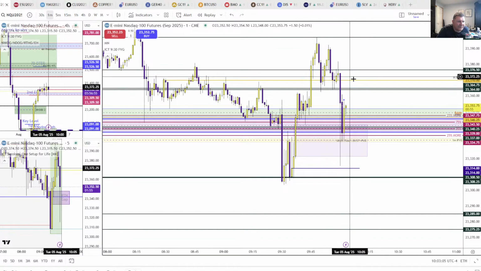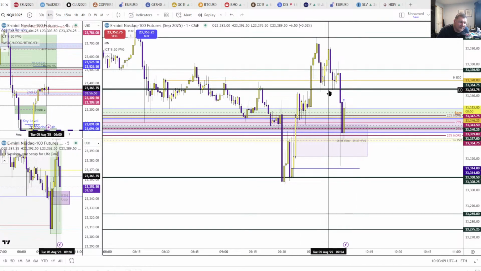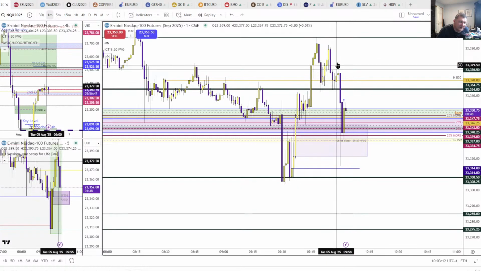If you pop back through it, look for the high again and look for this. There's the market structure shift if we can get above there.